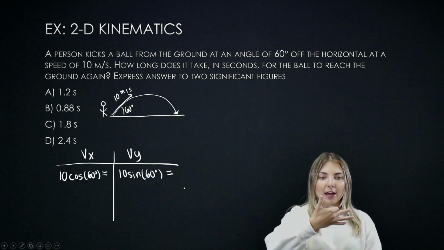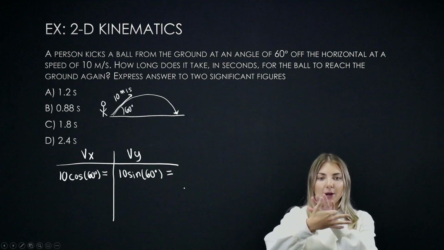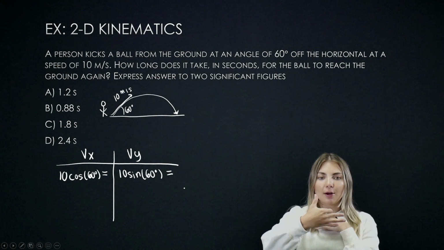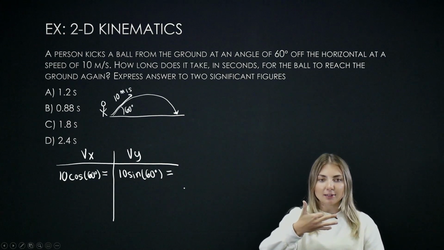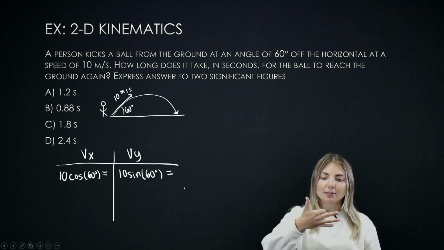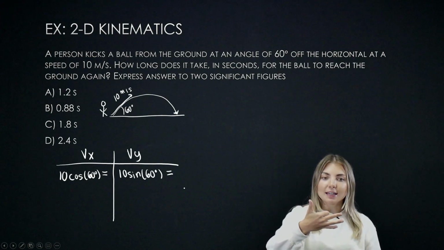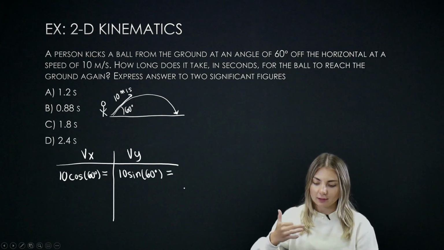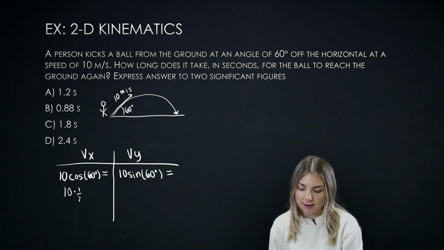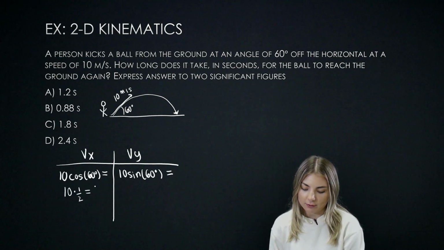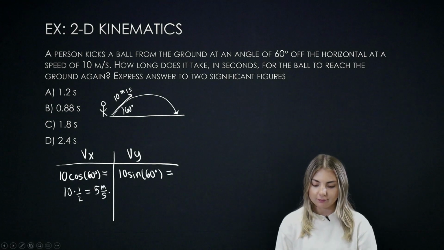So we know that cosine is going to be above the finger we put down, so we'll have square root of 1, which is just 1, divided by 2. Every value is always divided by 2. So cosine of 60 equals 1/2. So we have 10 times 1/2 equals 5 meters per second.